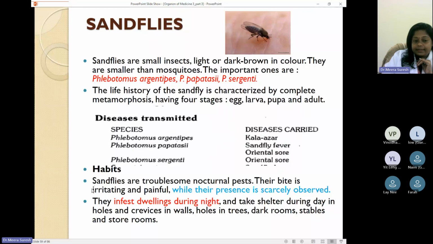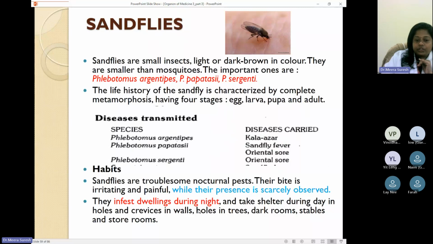Now their habitat: sandflies are troublesome nocturnal pests. Nocturnal pests means they are going to attack human beings only at night, not in the daytime. The bite is very irritating and painful, while their presence is scarcely observed. Why is it scarcely observed? One thing, it is nocturnal, it will come out only in the night, and then they are much smaller than mosquitoes. So imagine the size. That is why their presence is scarcely observed.